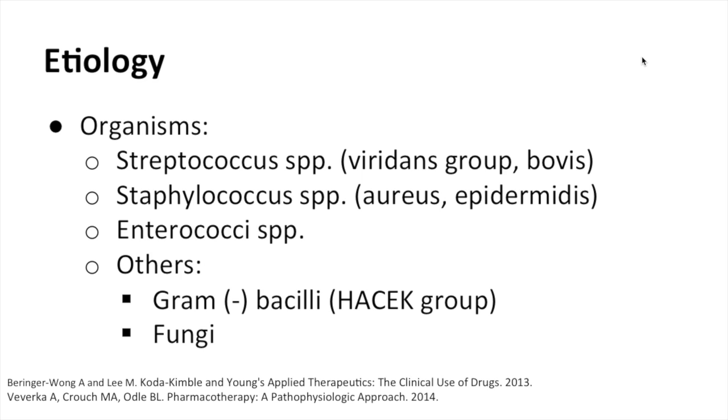The three major pathogens that result in infective endocarditis are the streptococcus, staphylococcus, and enterococcus. Others also include the gram-negative bacilli such as the HACEK group and fungi. We'll be focusing mostly on the bacterial endocarditis, so the streptococcus, staphylococcus, enterococcus, and the HACEK group.